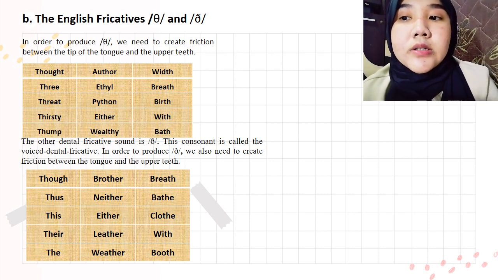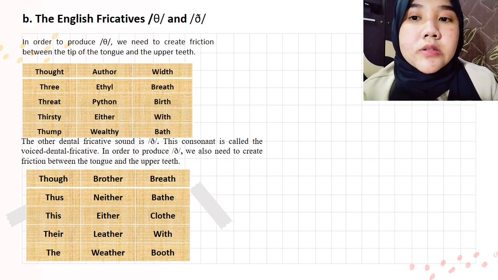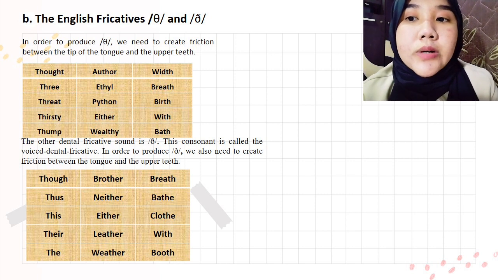The other dental fricative sound is the voiced one. This consonant is called the voiced dental fricative. In order to produce it, we also need to create friction between the tongue and the upper teeth.